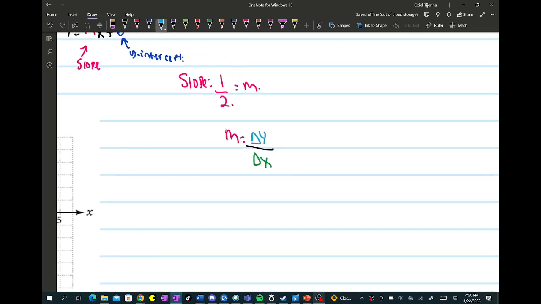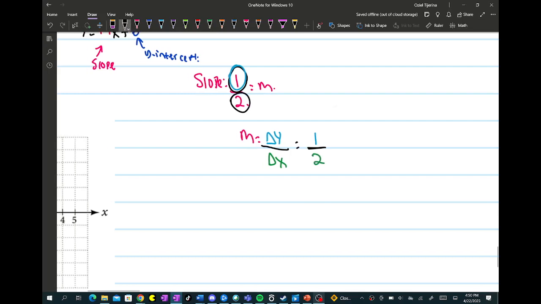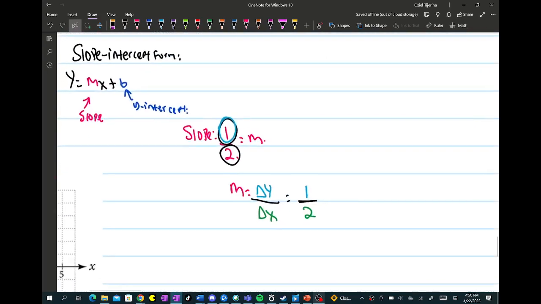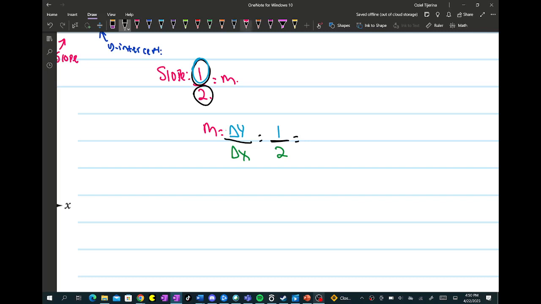My change in y, if you think about it, well, there's a 1 on top, so I know that that is my change in y. So there's a 1 right here, and I know that that is my change in y. And on the bottom of the fraction, the denominator is my change in x, so that is 2. So I know that the change in y over change in x is 1/2. And again, I'm going to say it in words this time. This means rise over run, right? So we're really going back to the basics.